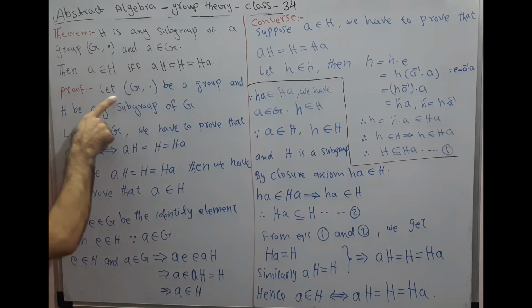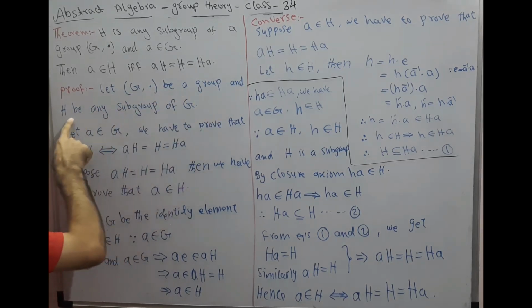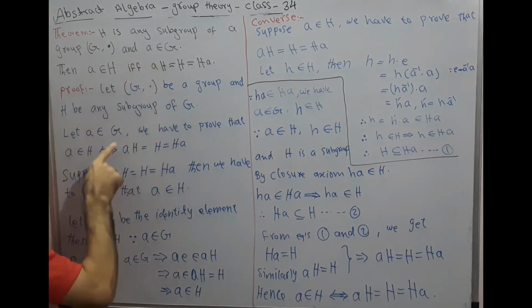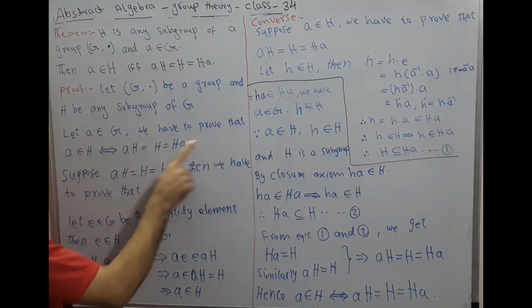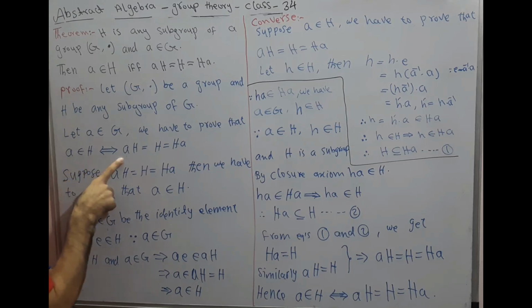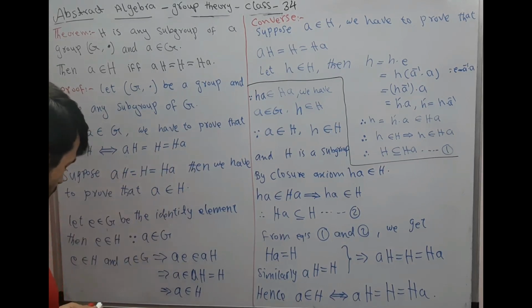Proof. Let G with respect to multiplication be a group and H be any subgroup of G. Let a belong to G. We have to prove that a belongs to H if and only if aH = H = Ha.